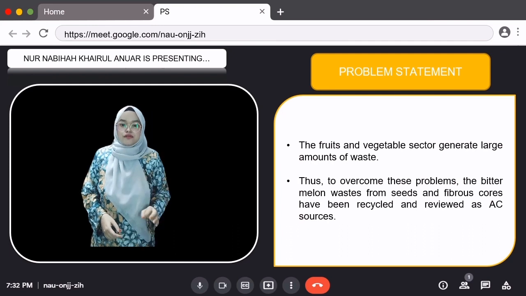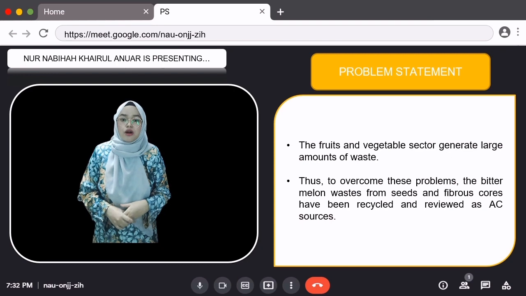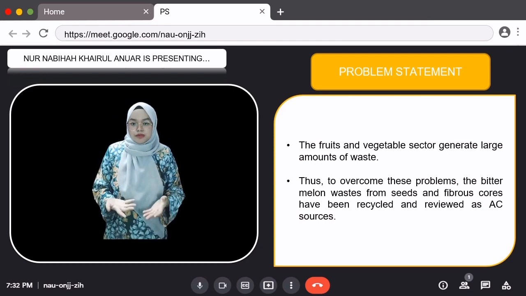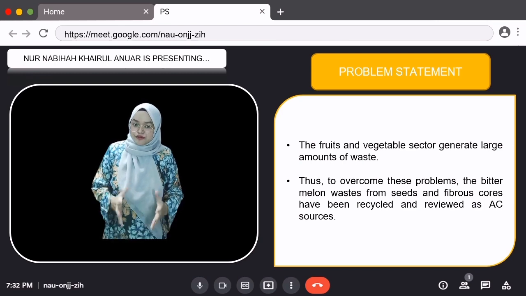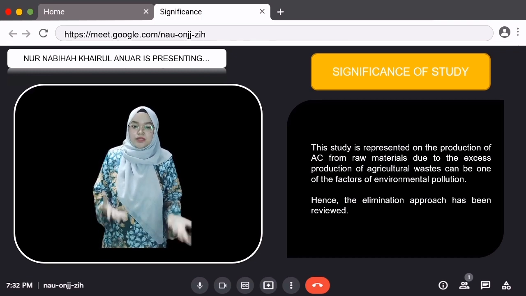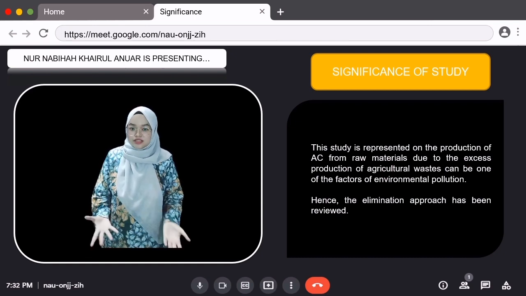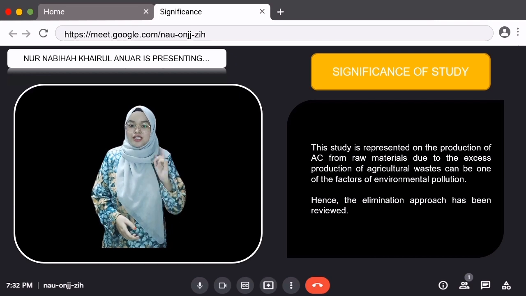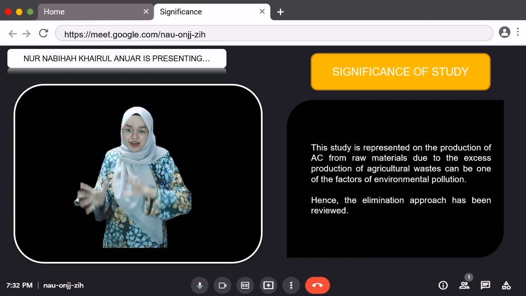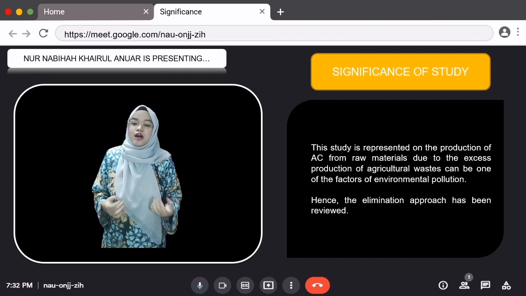Problem statement. The fruits and vegetable sector generates large amounts of waste. Seeds and core are non-edible parts of vegetables. To overcome this problem, the bitter melon waste from seeds and fibrous core have been recycled and reviewed as AC sources. Significance of studies. This study focuses on the production of ACs from raw material, because the excess production of agricultural wastes can be one of the factors of environmental pollution. Hence, the elimination approach has been reviewed by changing the waste product into something valuable that can be used for another purpose to remove pollution in our environment.